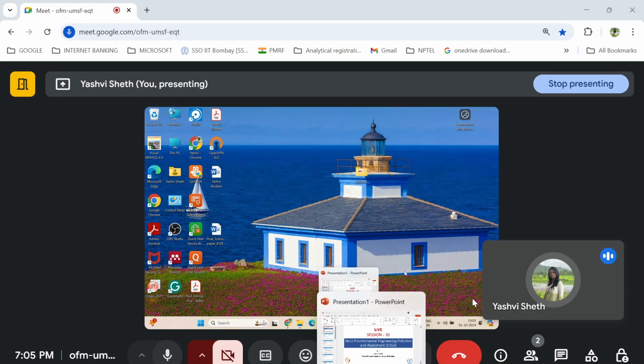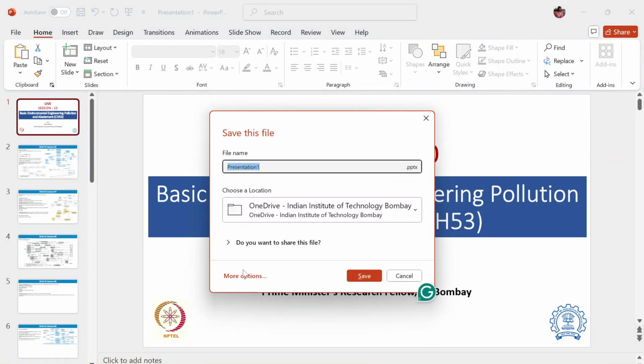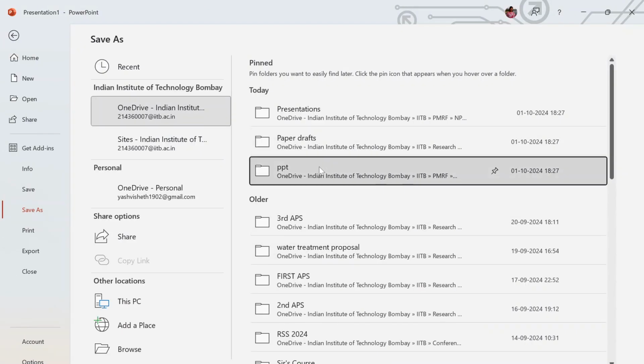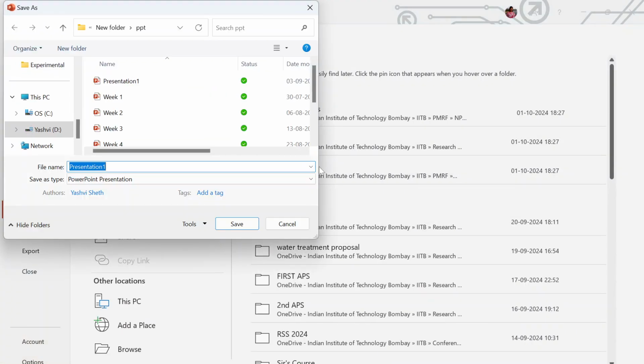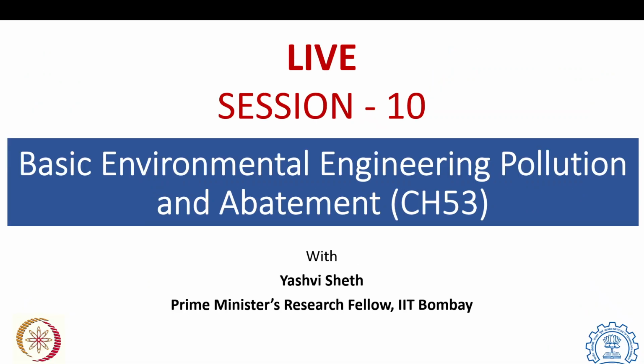Okay, so far we have been discussing various pollution treatment strategies. Till now we have discussed how pollution is generated from various industries, and what could be the type of pollution in case of air pollution, water pollution, and sludge management.